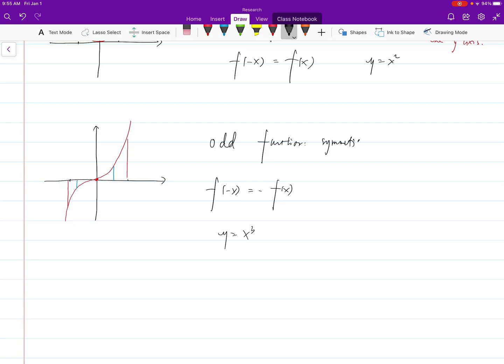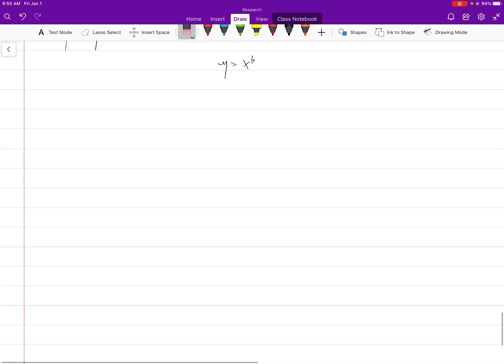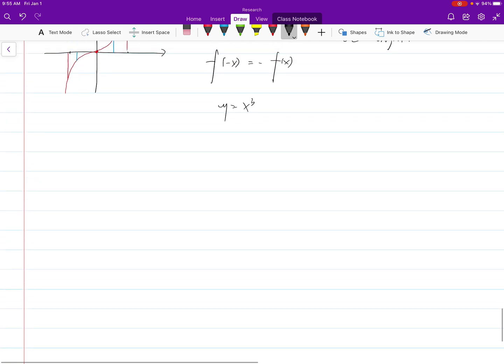From here, you can see the odd function is symmetric with respect to the origin. This is what we call origin. Or you can say, if you know this part, you just take this one and rotate it 180 degrees, you get this part. Okay, these are two very special types of properties of functions. Now we wonder what happens to sine, cosine, and tangent, and secant, and so on.